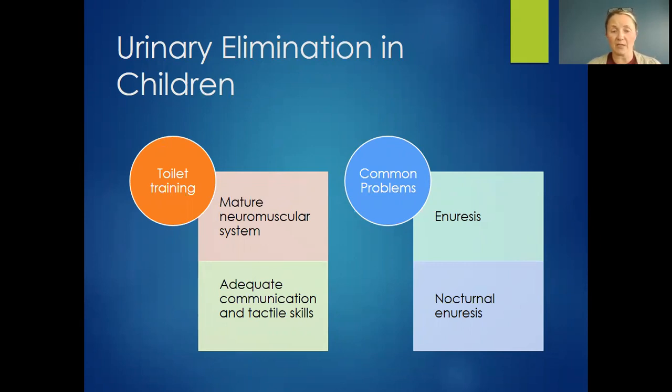So some key factors to know when it's ready to begin toilet training is that the child should be able to hold their urine for at least 2 hours. That tells us they can control their urethral sphincter and feel the urge to void. They also need to be old enough to be able to communicate that they need to void. And then as far as tactile skills, they should be able to remove their clothing to void. So all those pieces need to be in play.